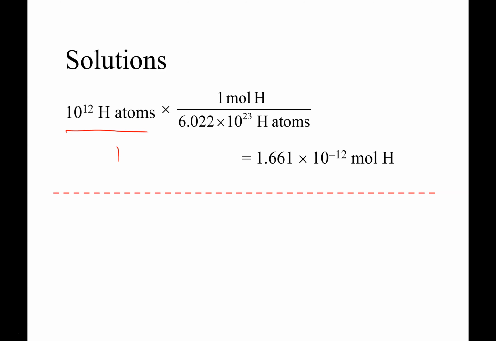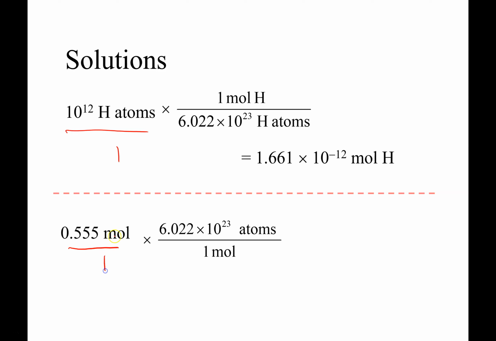Okay, next one. So in this case, we were going from 0.55 moles. Notice I didn't say of atoms, but 0.55 moles. I put that over 1, and now I'm going to have the inverse of this term: 6.022 times 10 to the 23rd atoms over 1 mole. Get your fingers ready. How many sig figs?